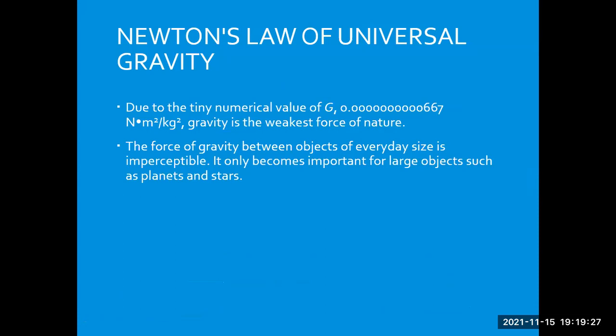So due to the tiny numerical value of G, which is 6.67 times 10 to the negative 11 Newton meter squared per kilogram squared, gravity is the weakest force of nature. The force of gravity between objects of everyday size is imperceptible. It only becomes important for large objects such as planets and stars. So parang normal, di ba? Hindi natin napapansin masyado yung gravity, kasi nasabi nga dito, siya yung pinakamahinang force. Mapapansin nyo, yung G natin for gravity ay raised to negative 11.